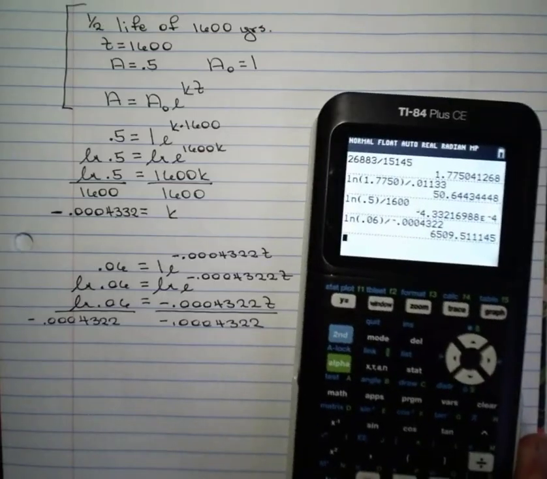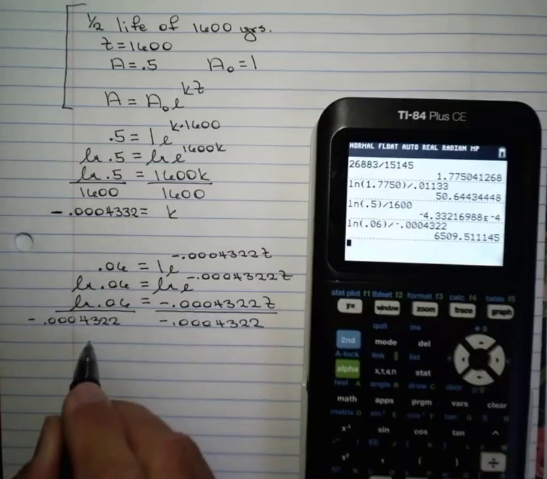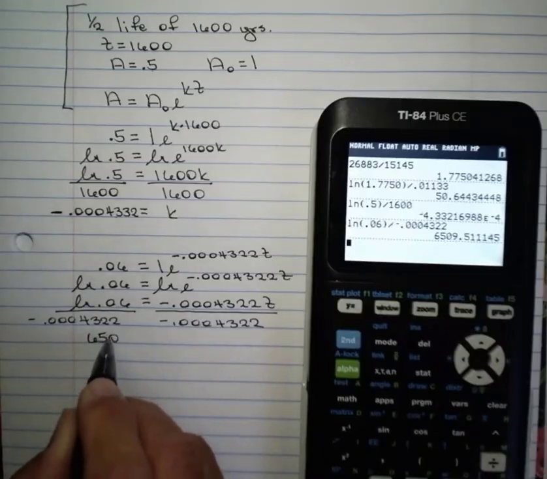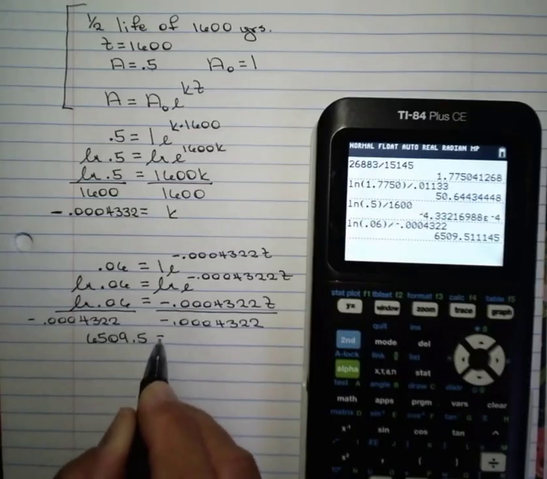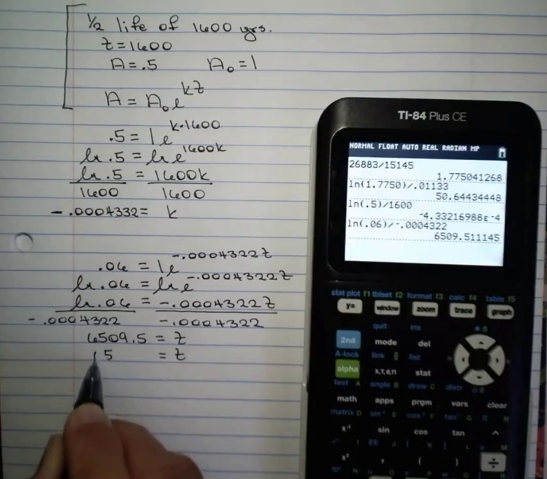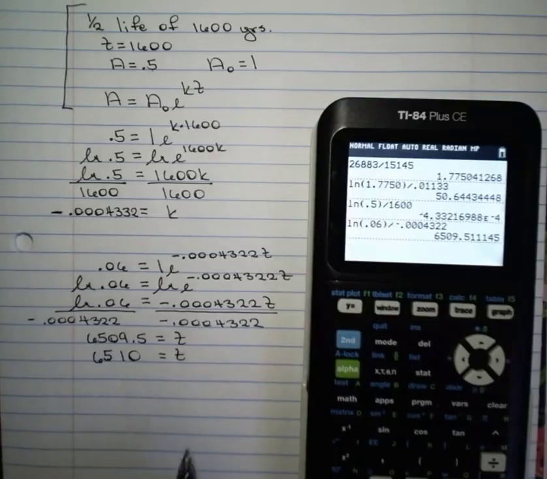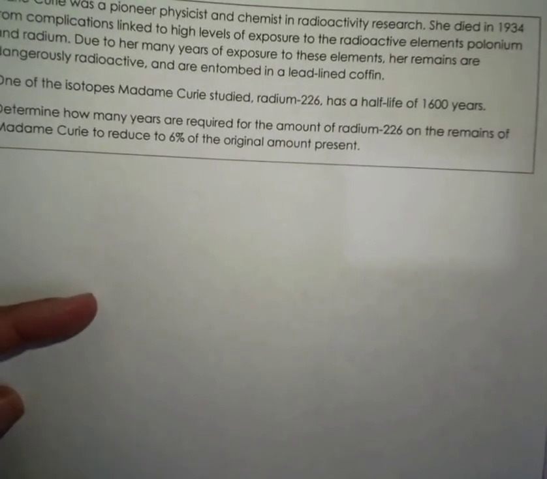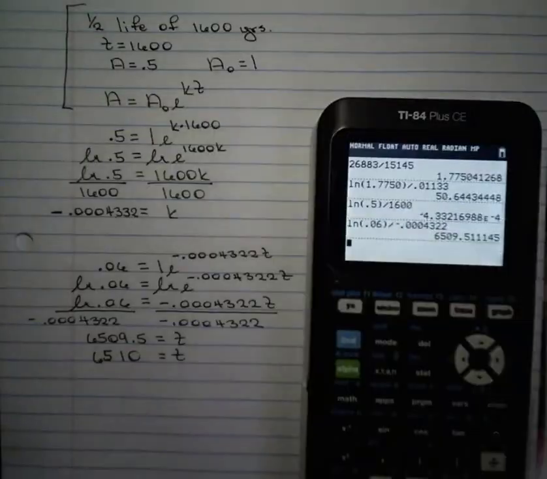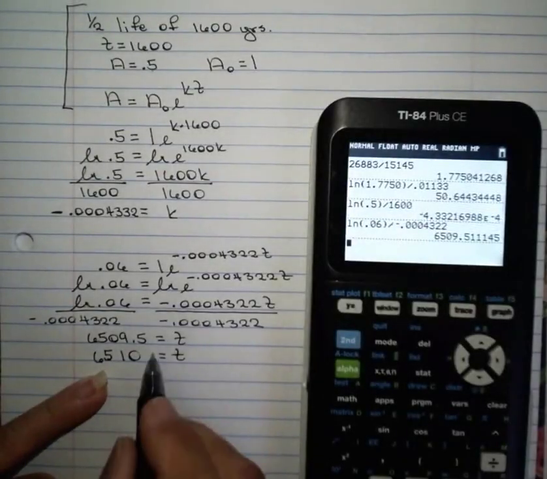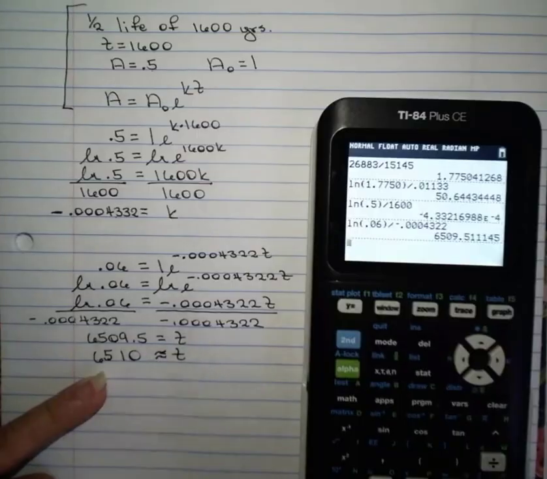There's my years. It will take 6,509.5 years. So I'm going to say 6509.5 will equal time. I'm going to round it up and go to 6510. I'll say 6510 is the number of years it'll take. Now, what year did we start this thing? If you want to know, I mean, that's how many years it'll take. And that was the question. How many years are required? And it'll take 6,510, approximately that many. If they say go to whole numbers, that's what I would do.